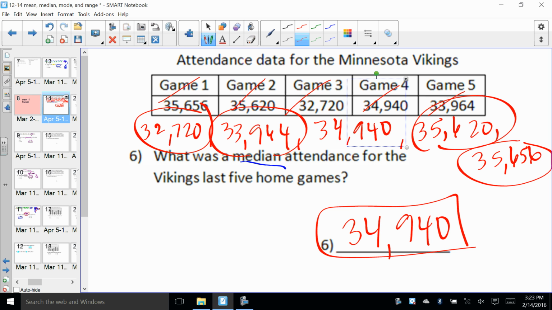Go ahead and take a look at that. Make sure you understand what's going on there. For the median, they have to be in order from least to greatest. We're looking for the middle value. Okay, guys, meet me on the next problem, number 7.